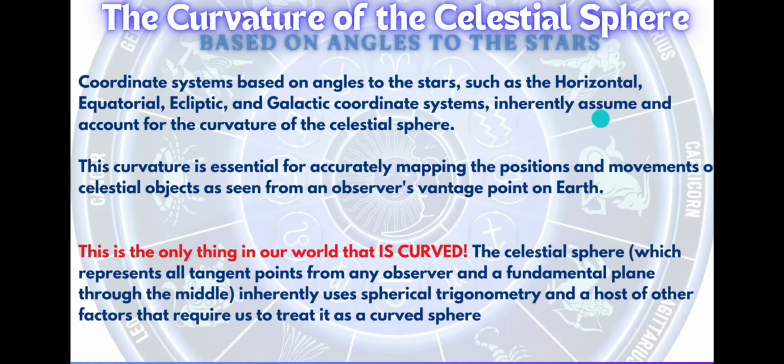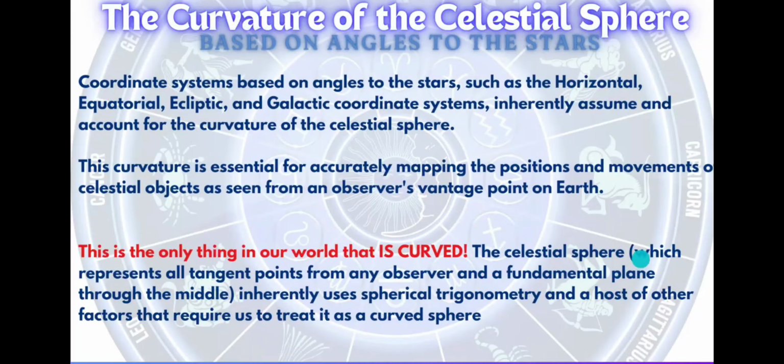Now, our basic model is that coordinate systems based on angles to the stars assume curvature, right? You're inherently assuming and dealing with curvature of the celestial sphere. Whether that is the actual curvature of the Earth? No, it's an optical curvature effect from the effect of a rising and setting celestial body, like the sun.